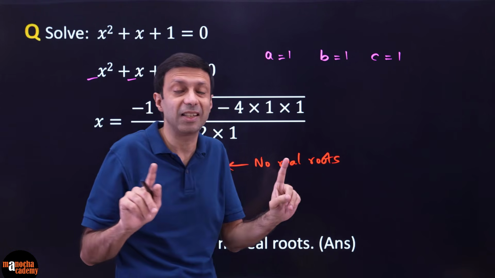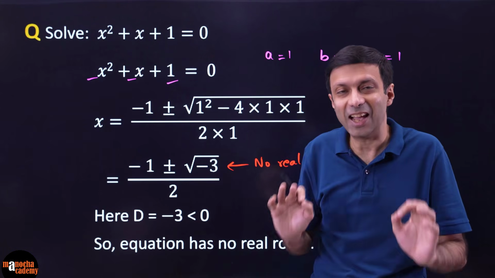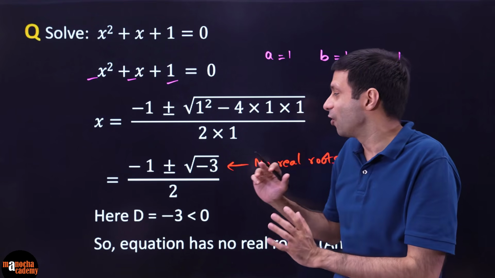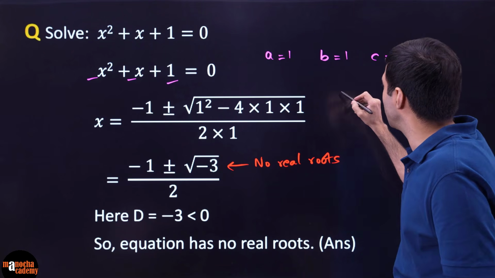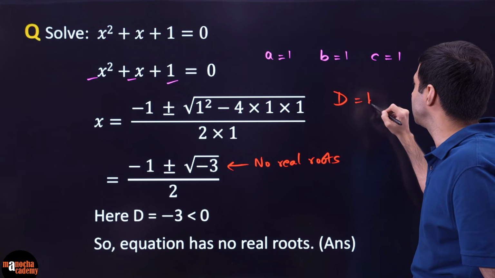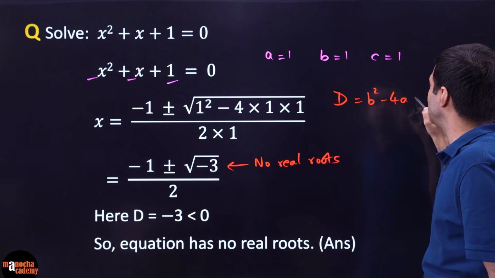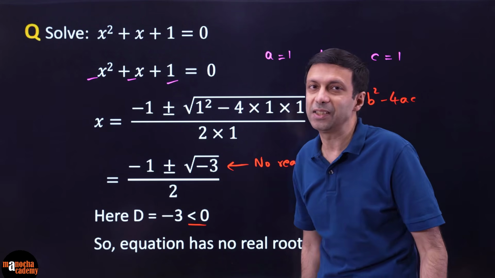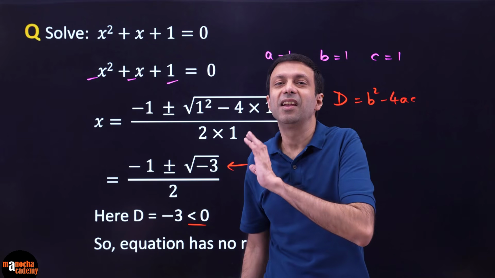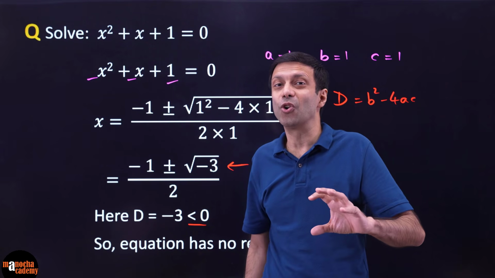But we didn't say that it has no roots. It has roots, but the roots are not real. Because here you can see this discriminant, the b square minus 4ac. That is the important thing, right? The discriminant turned out to be a negative number. It is less than 0. So that is why we said we would stop over there and say this quadratic equation has no real roots.